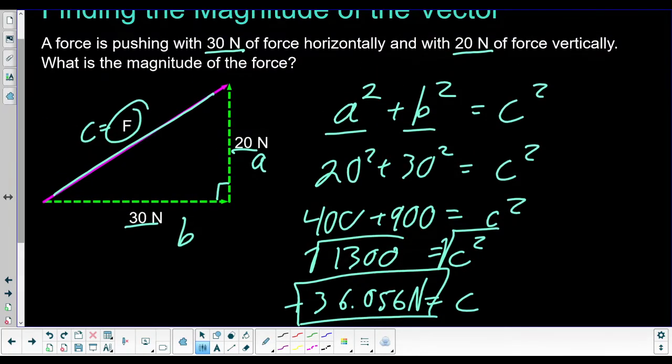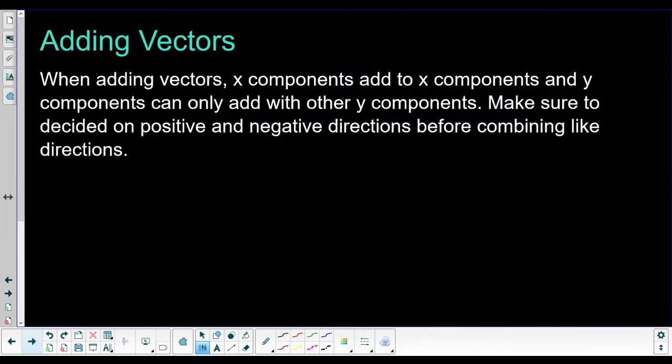All right. So we know how to take a vector at a known direction and break it into components. We know how to take components and get the total vector. We're going to worry about solving for the angle later. That's a little more than I want to cover in this lecture. So now let's talk about adding components, right? Then we'll look at some application problems.